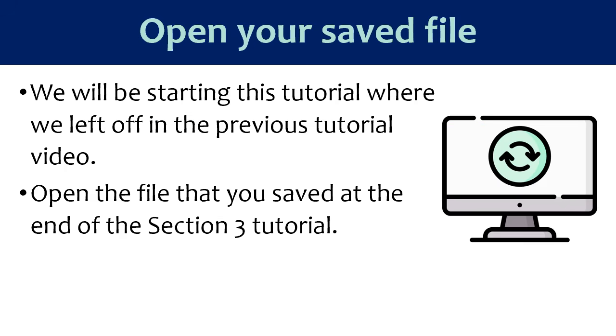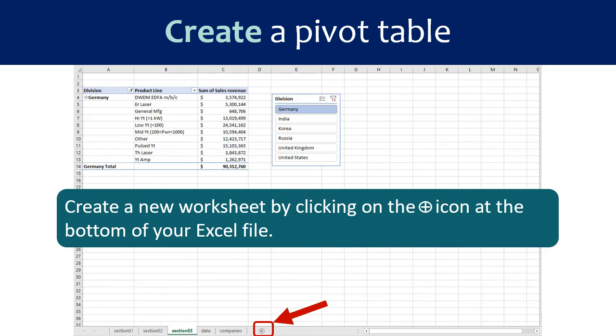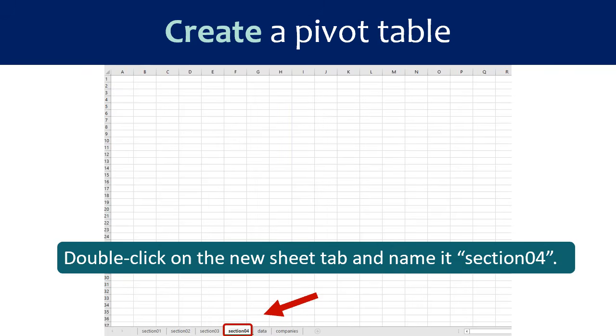We will be starting this tutorial where we left off in the previous tutorial video. Open the file that you saved at the end of the Section 3 tutorial. Using the Excel file you created in Section 03, create a new worksheet by clicking on the plus icon at the bottom of your Excel file. Double-click on the New Sheet tab and name it Section 04.